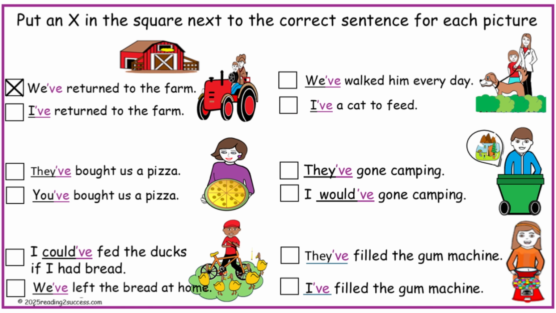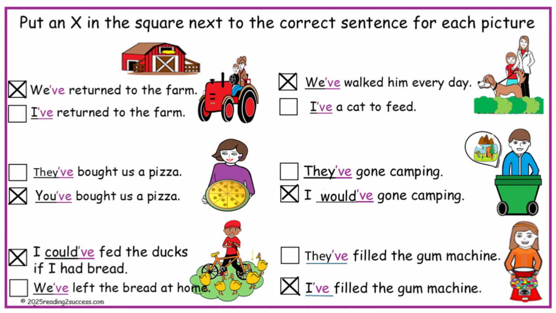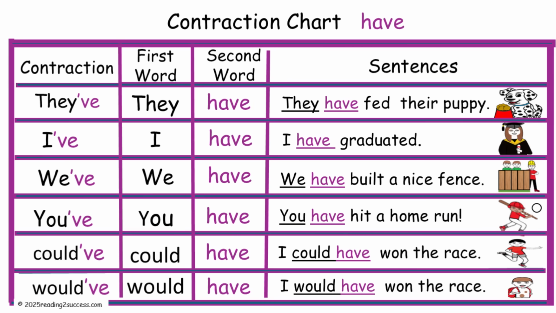Now kids fill in the first box and finish the rest. And these are the correct answers to review with kids. This is a contraction chart that kids can use for the contractions have and refer to it when they need to.